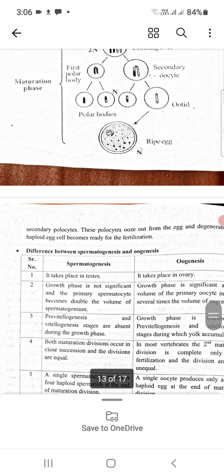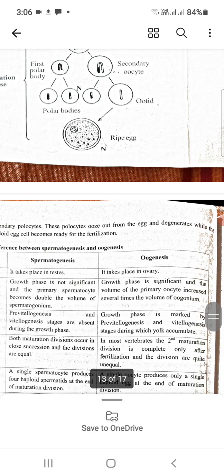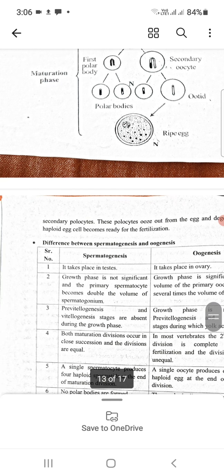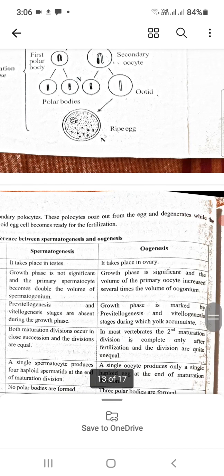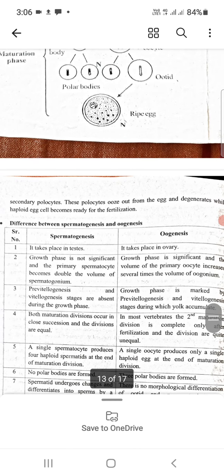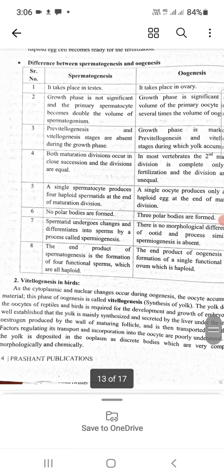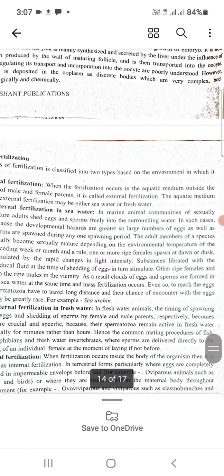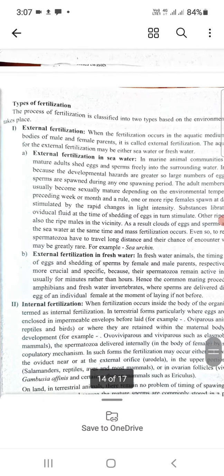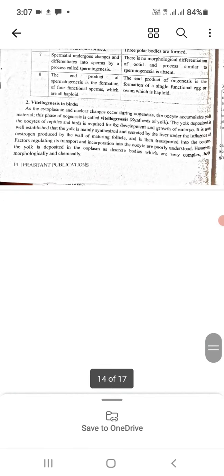The formation of sperm is called spermatogenesis, and the formation of egg is called oogenesis. Spermatogenesis takes place in the testes, and oogenesis takes place in the ovary. Spermatogenesis takes place in the male. Oogenesis takes place in the female. This chart shows the complete difference between spermatogenesis and oogenesis.